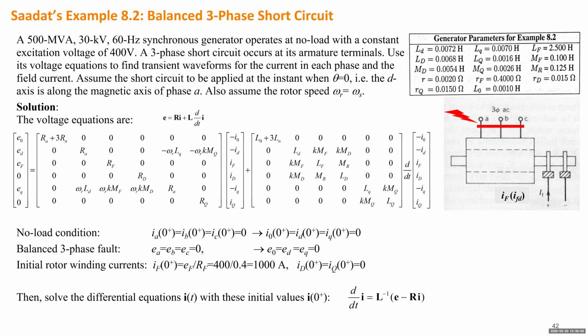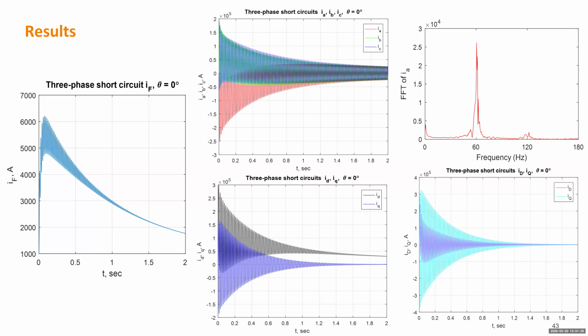So we move the derivative of current to the left and everything to the right. So this will be a first order differential equation to solve. We have all initial values. You just need to do the integration. If you know how to use MATLAB to integrate this equation, or you can do it manually, you are going to get those waveforms. The first one is about the field current.